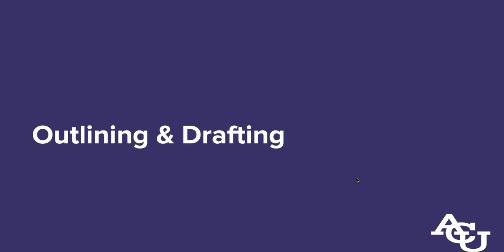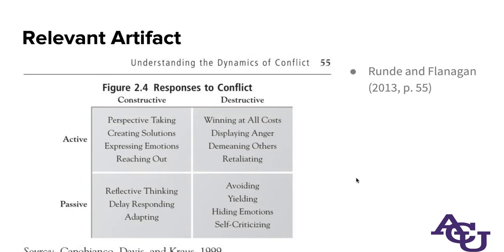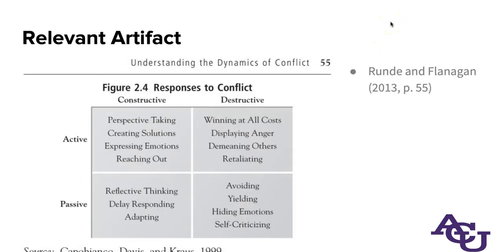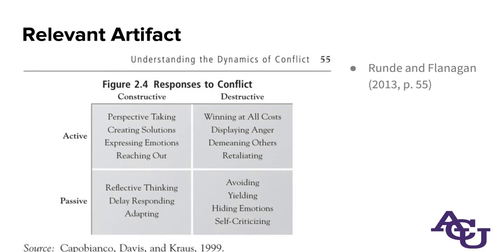Alright, so speaking of, let's talk about how to go from the instructions to laying out your paper to make sure that you get all the things that you need to. And let's take a moment and look at an artifact here. In this case, this artifact is a figure that is referred to in the instructions. So it is showing different sorting of responses to conflict.